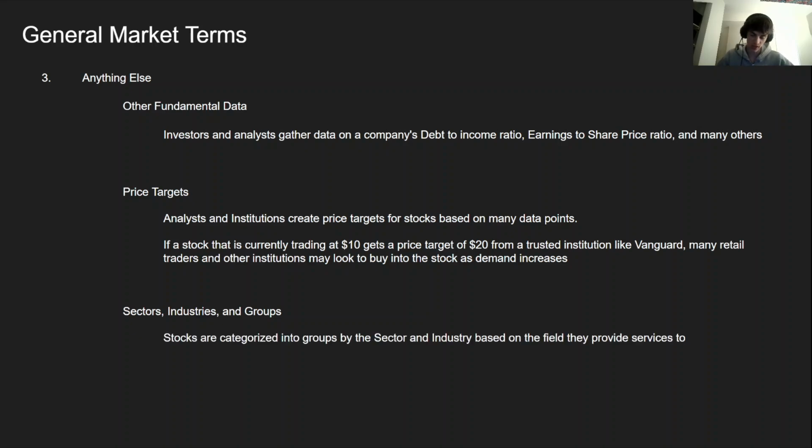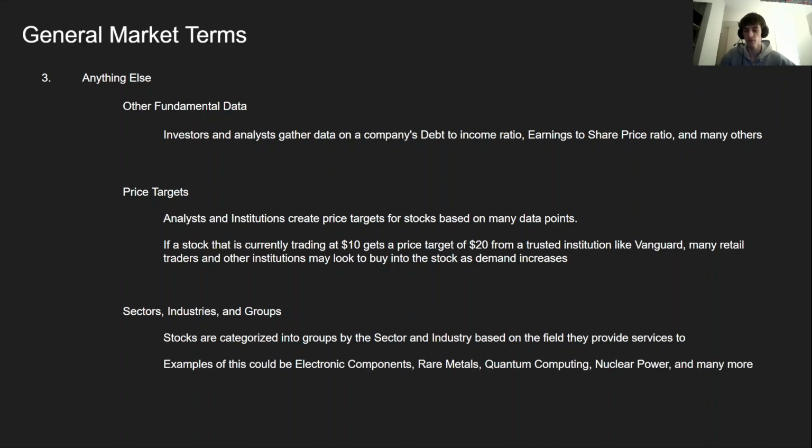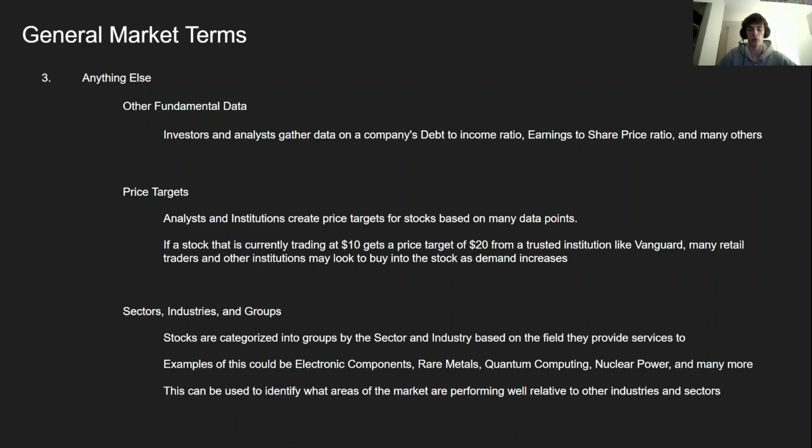And then so the last thing in this is going to be sectors, industries, and groups. So stocks as a whole are categorized into groups by sector and industry, and this is based on the field that they provide services or goods to. So examples of this could be electrical components, rare metals, quantum computing, nuclear power, and really a whole bunch of other ones. But sectors and industries can be used to identify what areas of the market are performing really well relative to other industries and sectors. So you can get this sort of top-down approach when you're selecting stocks and sort of figuring out what areas of the market are hot.